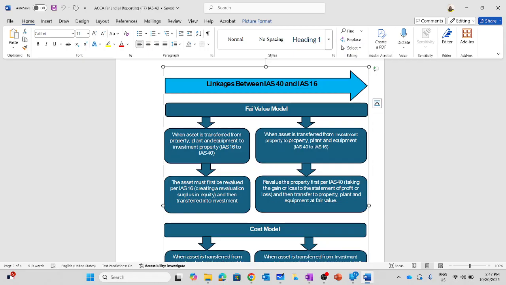So now, when an asset is transferred from investment property to property, plant and equipment, from IAS 40 to IAS 16, what are we going to do?